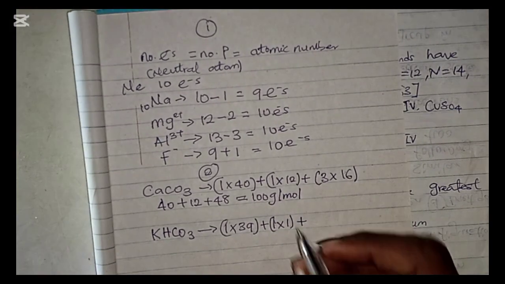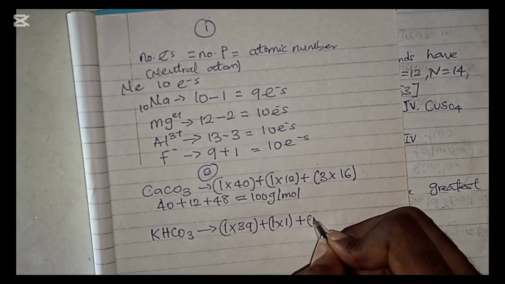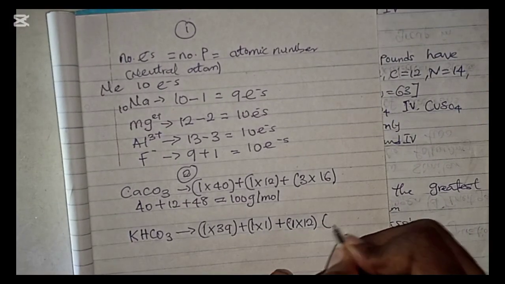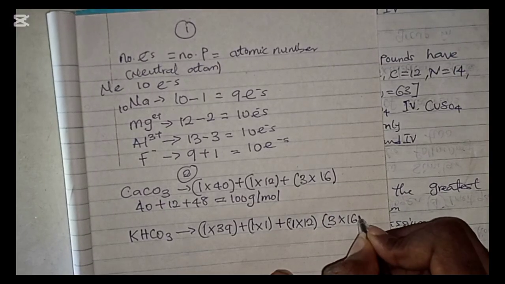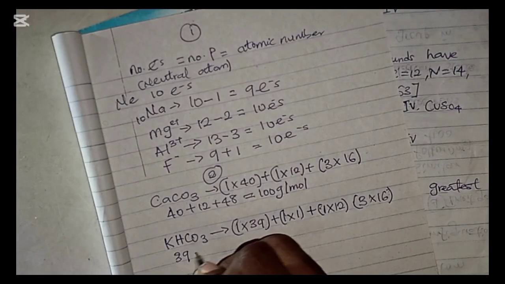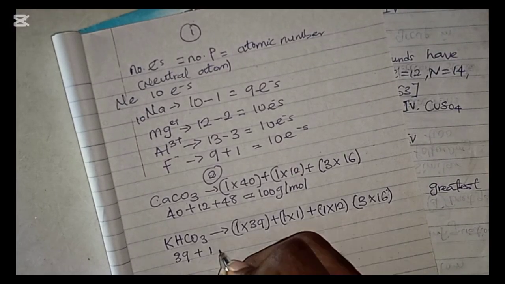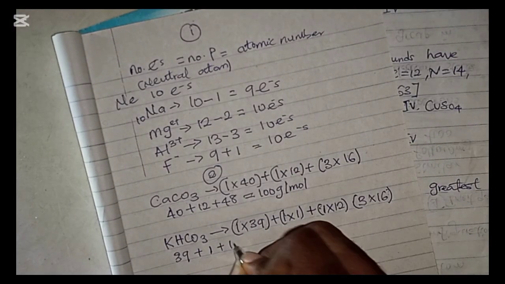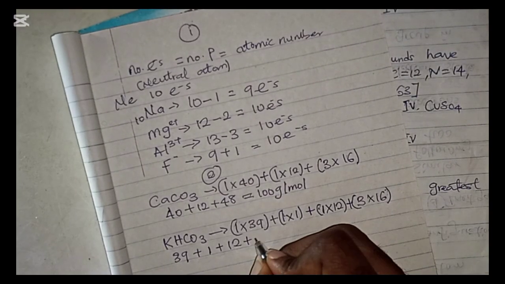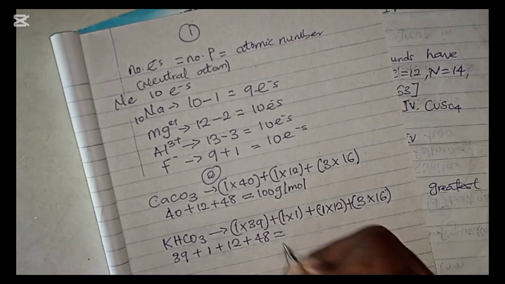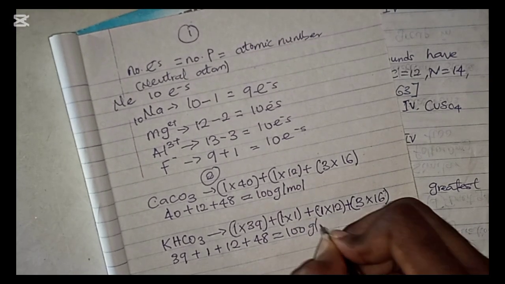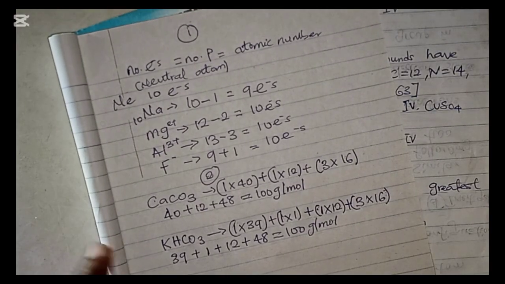Plus carbon has 1 atom here. And don't forget we did 12 here, so 12. And oxygen is going to be what now? 3 times 16. Now you would have here 39 plus 1 times 1, 1. Plus 12, 1 times 12 is 12, plus, sorry, I didn't put a plus sign here, plus 3 times 16, which is what? 48. Summing all of this together, we have 100 grams per mole also.